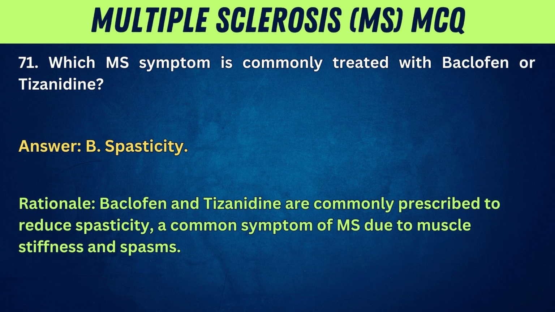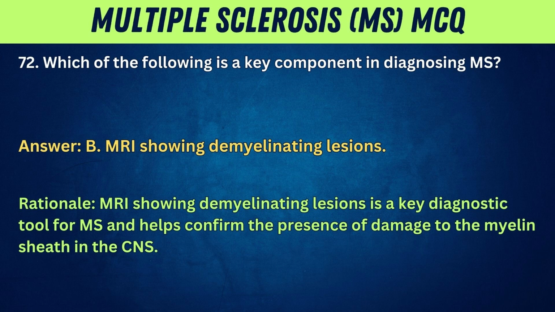72. Which of the following is a key component in diagnosing MS? A. Presence of neurologic symptoms lasting more than 24 hours. B. MRI showing demyelinating lesions. C. High white blood cell count in the cerebrospinal fluid. D. History of frequent respiratory infections. Answer: B. MRI showing demyelinating lesions. Rationale: MRI showing demyelinating lesions is a key diagnostic tool for MS and helps confirm the presence of damage to the myelin sheath in the CNS.